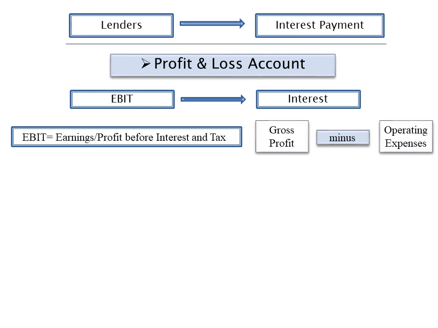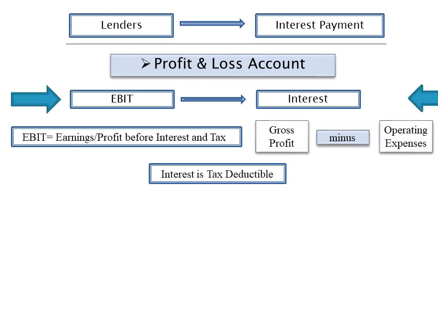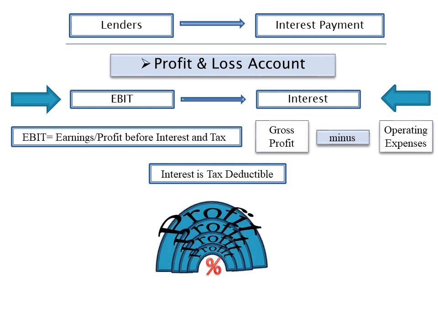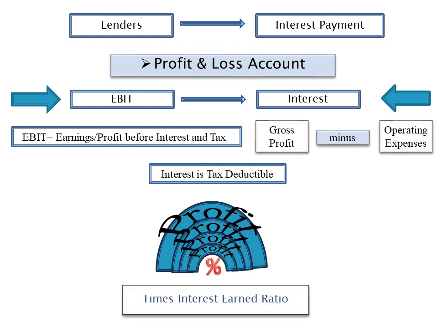Here we consider earnings before tax because interest is tax deductible expense. This relationship between EBIT and interest claims tells us how many times the interest charges are covered by profit. Therefore, this ratio is also known as times interest earned ratio, and it is calculated by dividing EBIT by fixed interest charges. Let us now see application of this formula.